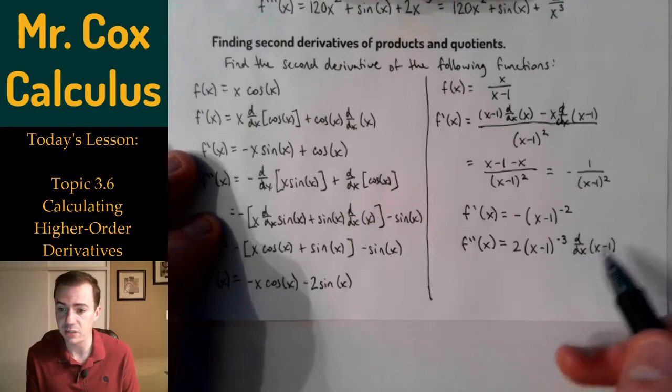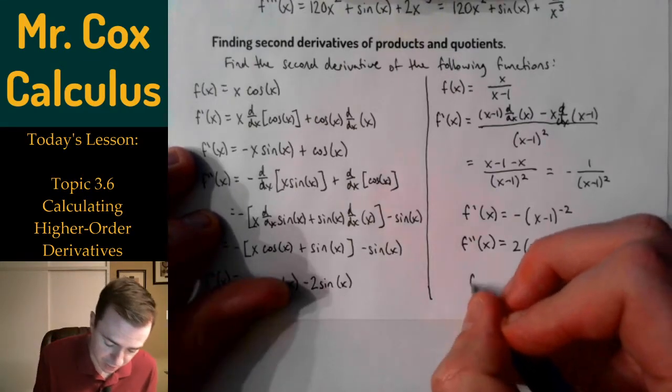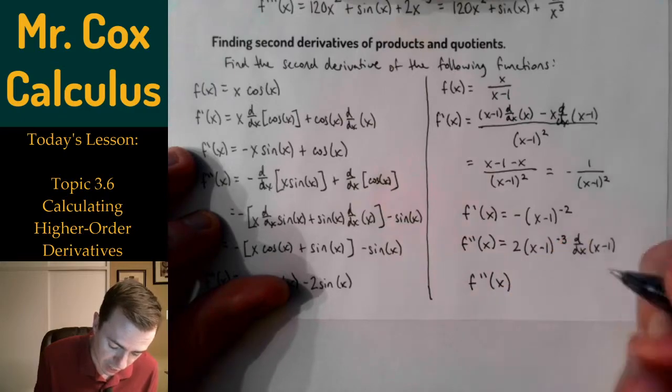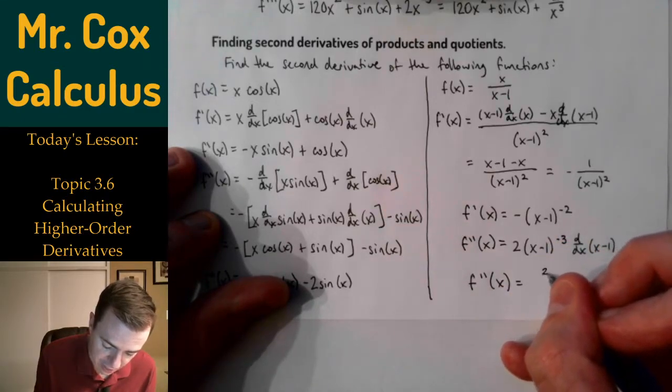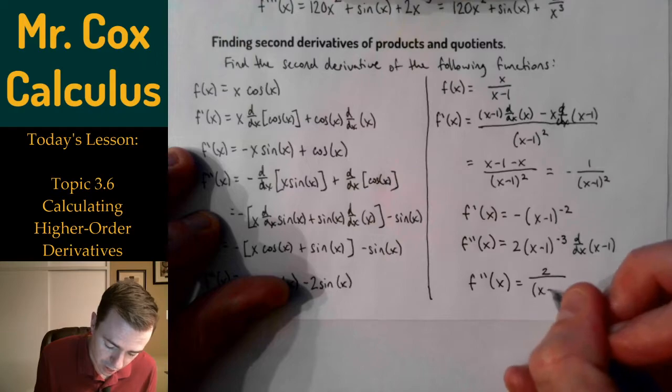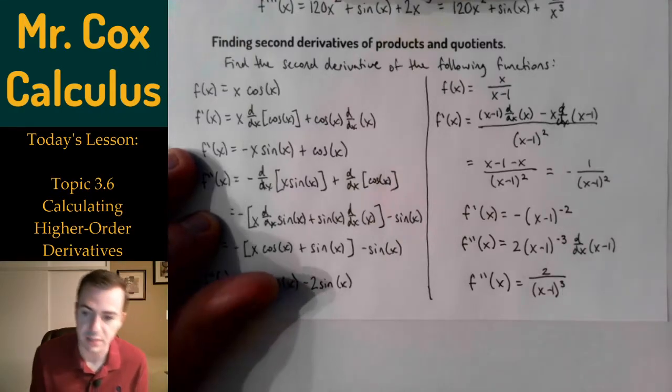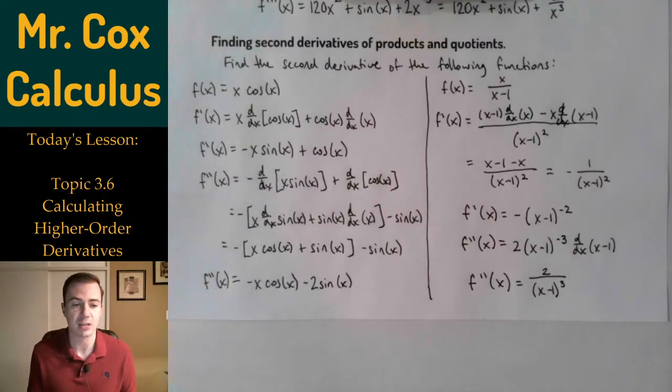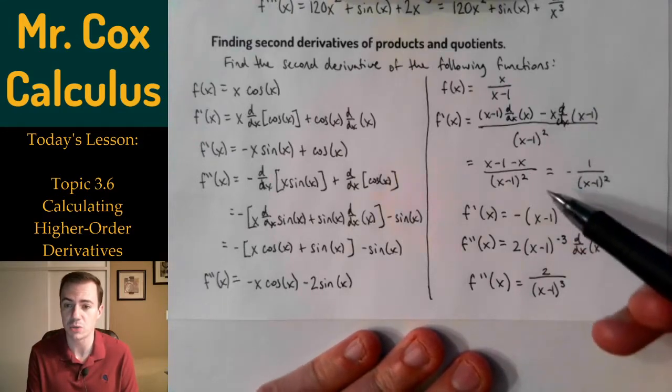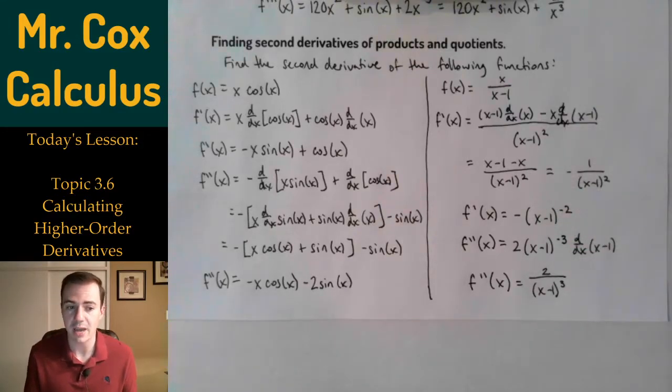Now then, this is 1, and so if I rewrite this, taking care of my negative exponent, I get f double prime of x equals 2 over x minus 1 quantity cubed, and there's the second derivative. So you'll notice we had to use the quotient rule the first time, but then we actually kind of caught a break and we didn't have to use the quotient rule twice in order to find the second derivative.